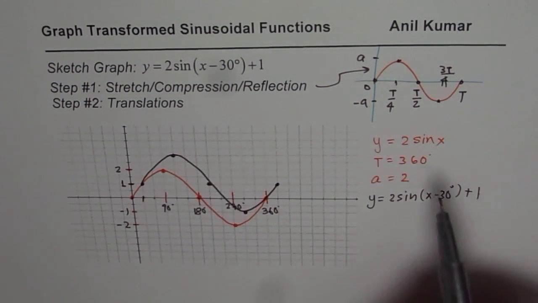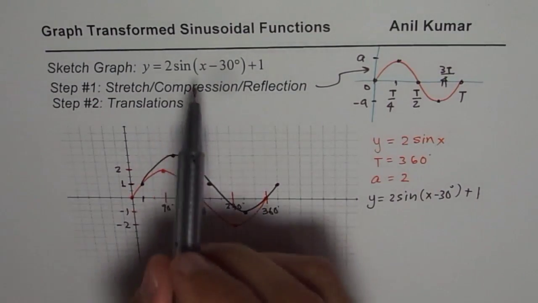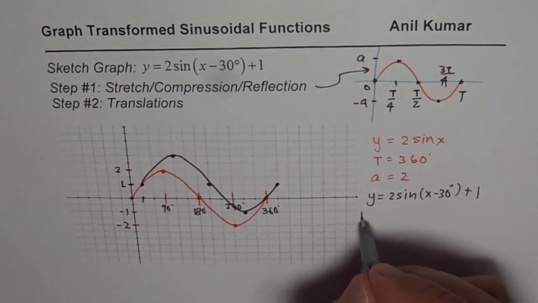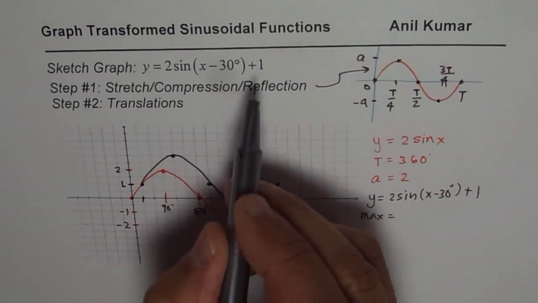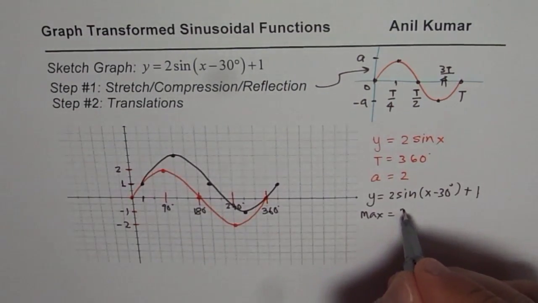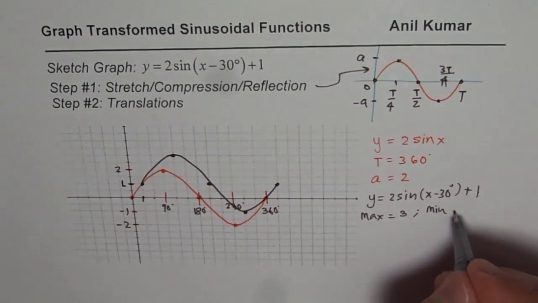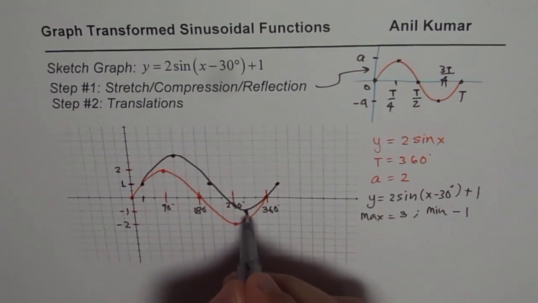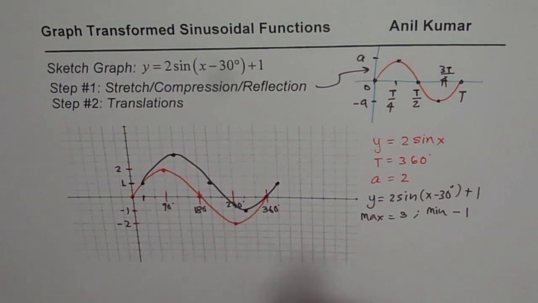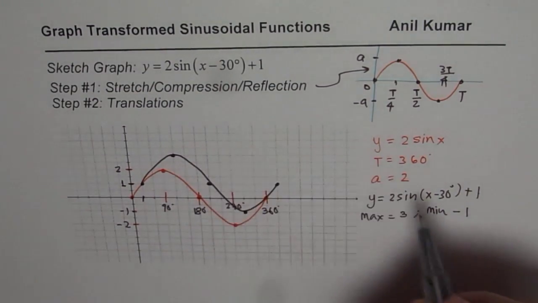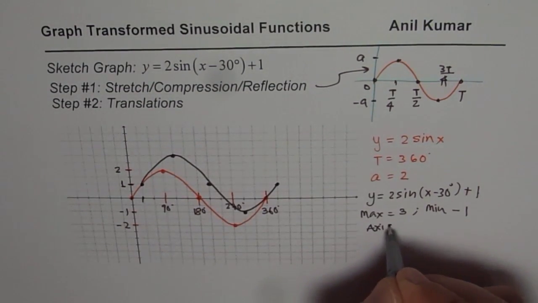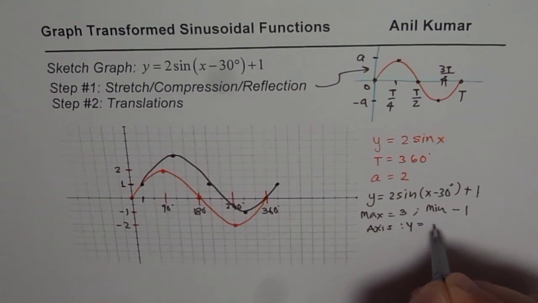Now it's a good idea to check your values. What maximum value should you expect? The maximum value is always 1 plus the amplitude, which is 3. The minimum value is 1 minus 2, which is minus 1. Let us check. In this graph, we have minus 1 as the minimum value. Perfect.